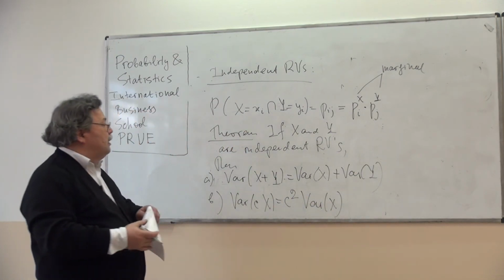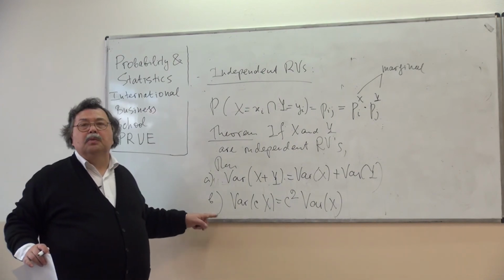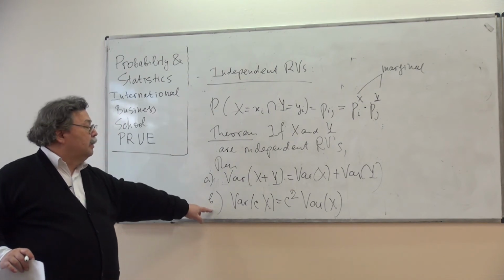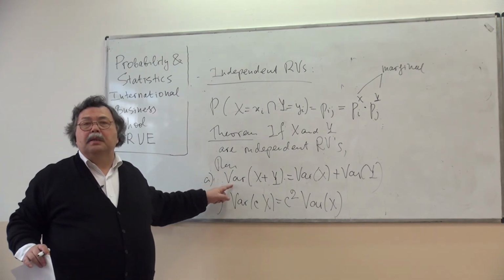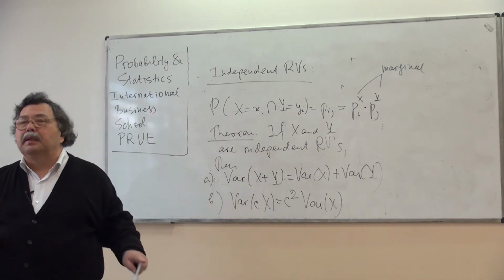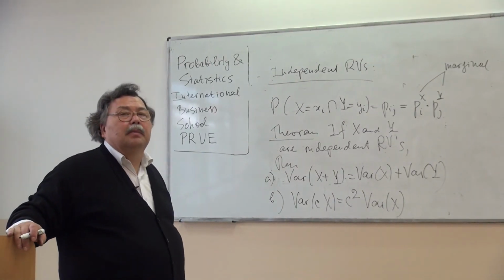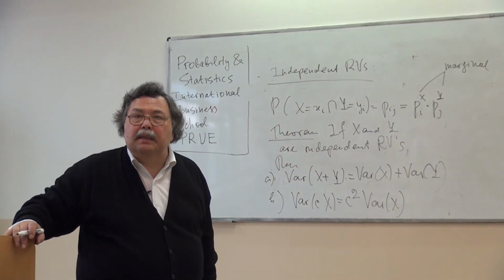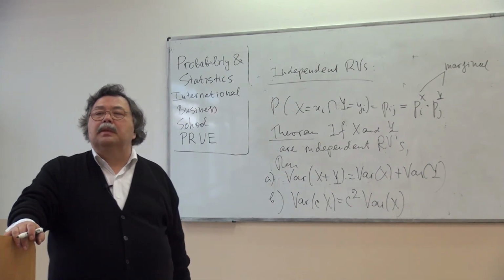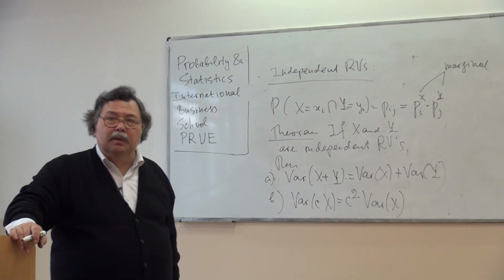All right, independence is necessary here in part A. In part B we don't have two different random variables, so independence is not relevant. But for the first part, we need to assume that x and y are independent, otherwise it's not true. And if two random variables are independent, then the variance of the sum is just equal to the sum of the individual variances, which is a very important fact.